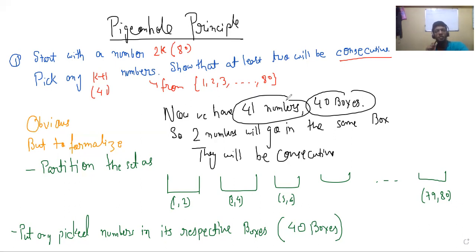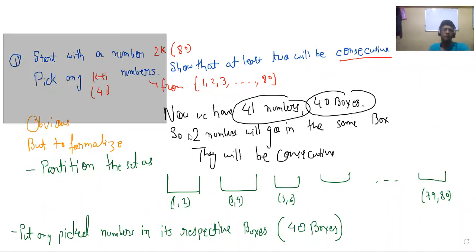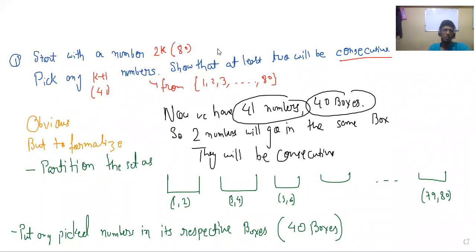Any questions? Now, can anybody tell me, have we proved something more than we needed to prove? So we have shown that at least two numbers will go in the same box.